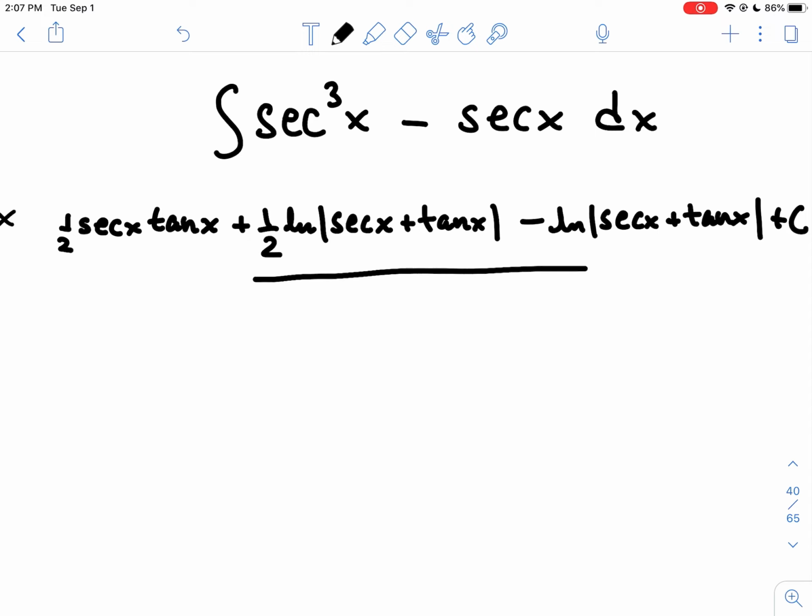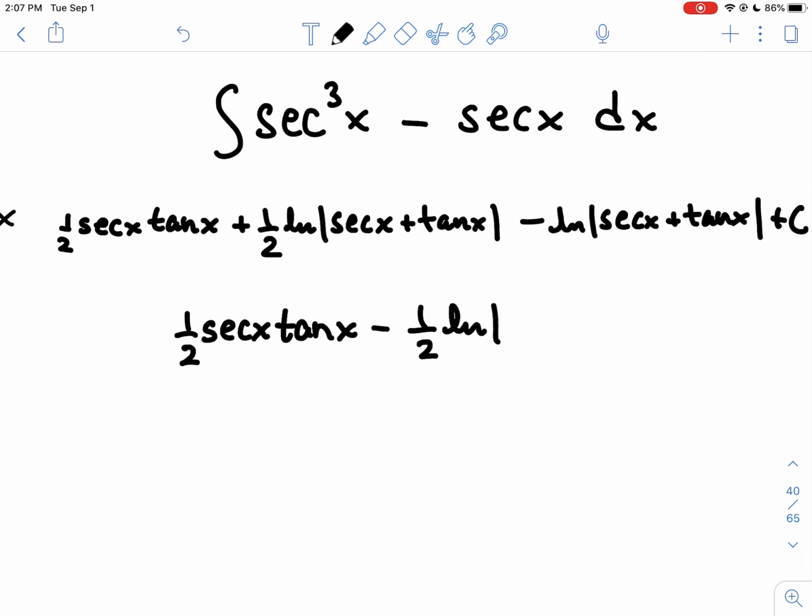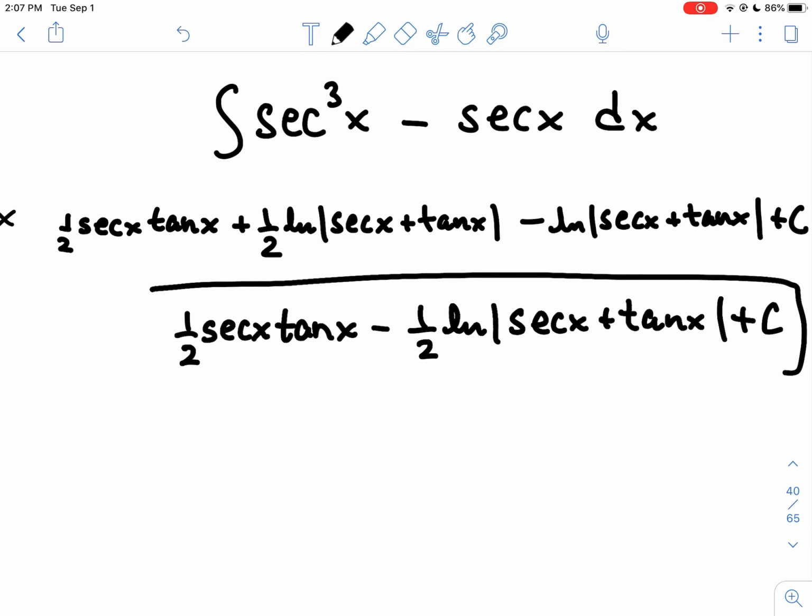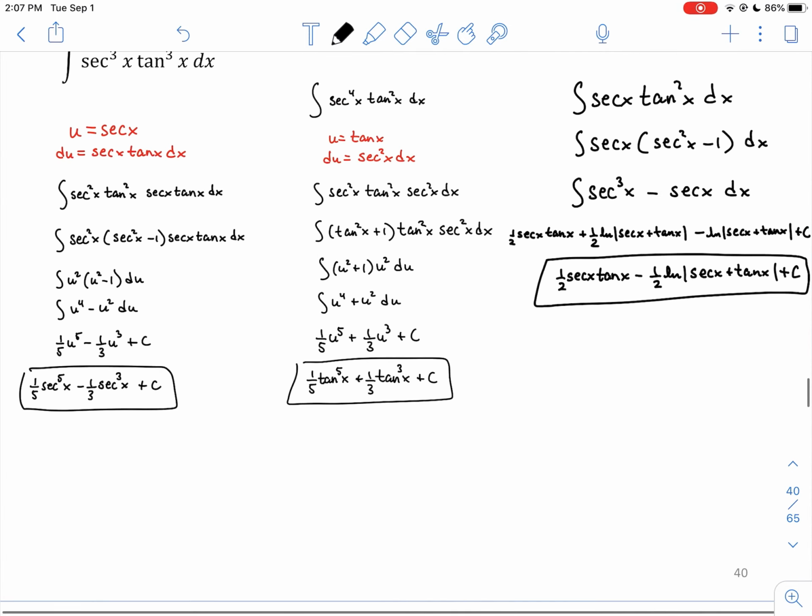And technically we're done, but notice that these two are similar. I have a half of a thing minus 1 of that thing. That takes me to negative a half of that thing. So I could write the final answer as 1/2 secant x tangent x. This first term doesn't change, but the next two terms combine to be minus 1/2 natural log absolute value of secant x plus tangent x. And this is a good place to stop this one.